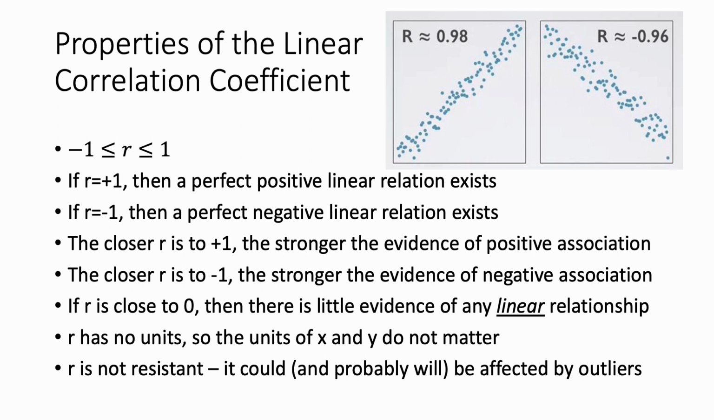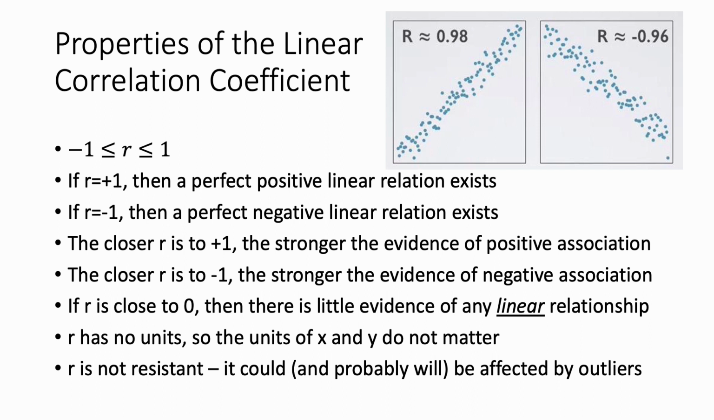If R is -1, then it's also perfect, but it's a perfect negative linear relation. Again, it would be in a straight line. All the dots would line up, and it would be sloping downward. As you can see in the two graphs, sloping up is the first one, sloping down is the second one. The closer you get to +1, the more evidence there is of positive association, and the closer those dots come to making a straight line. The closer you get to -1, the more evidence there is of a negative association, and the closer those dots come to making a straight line.